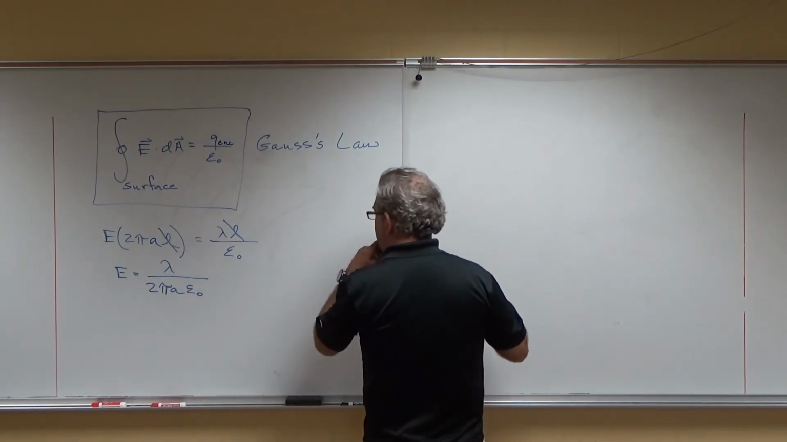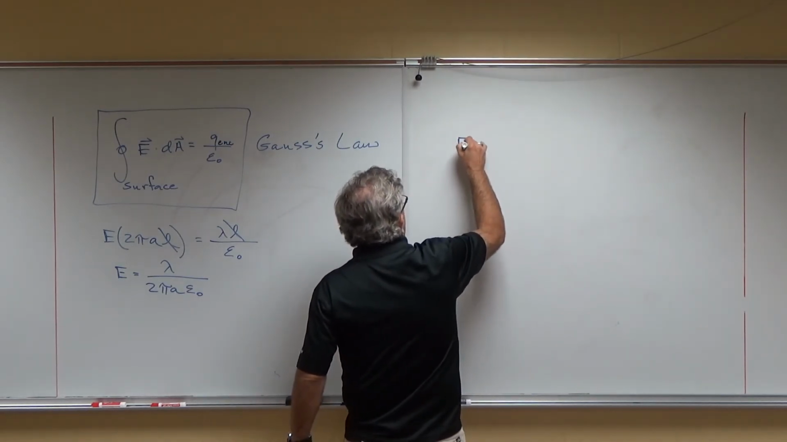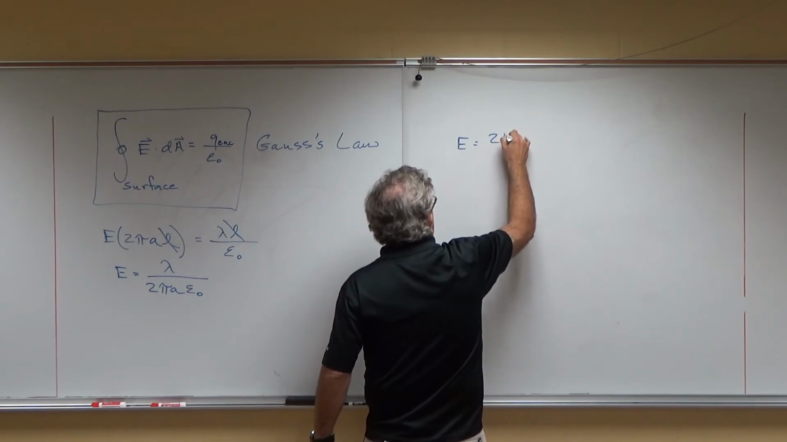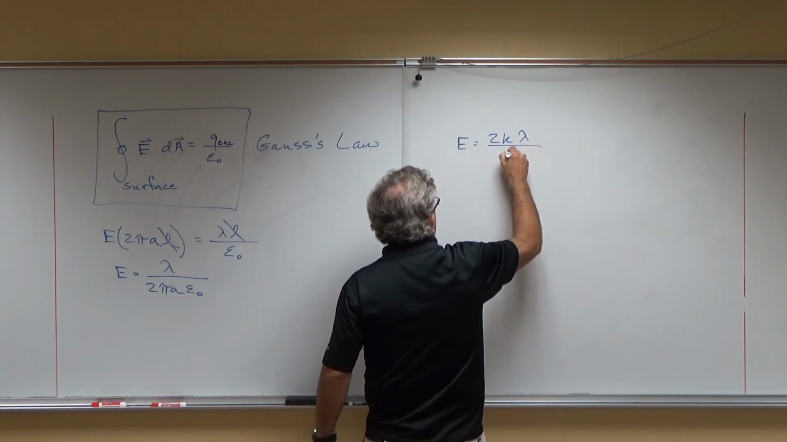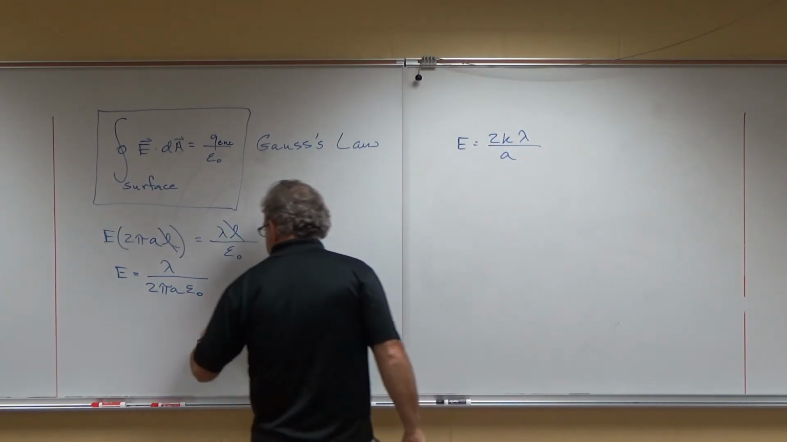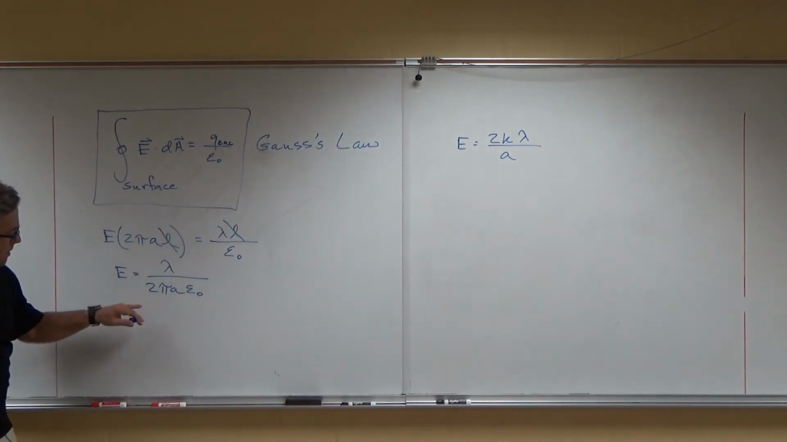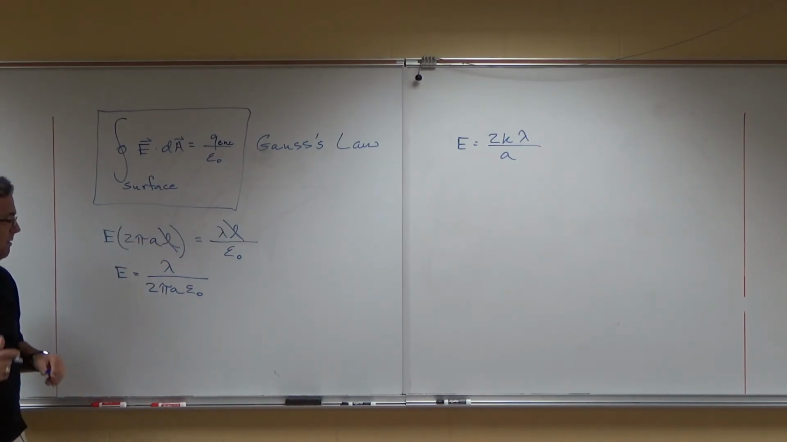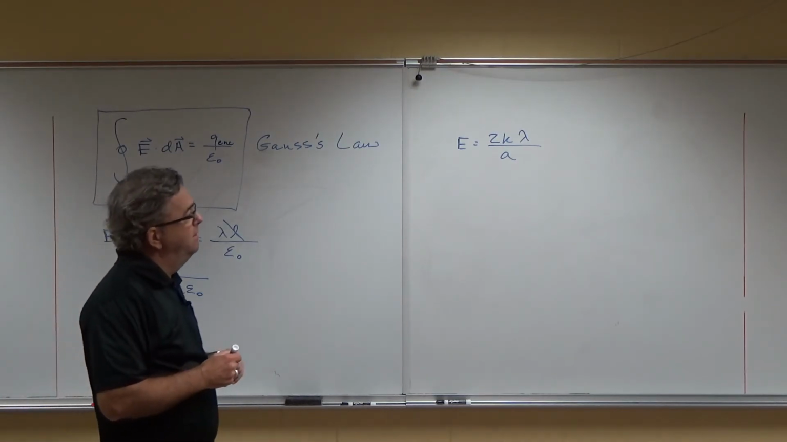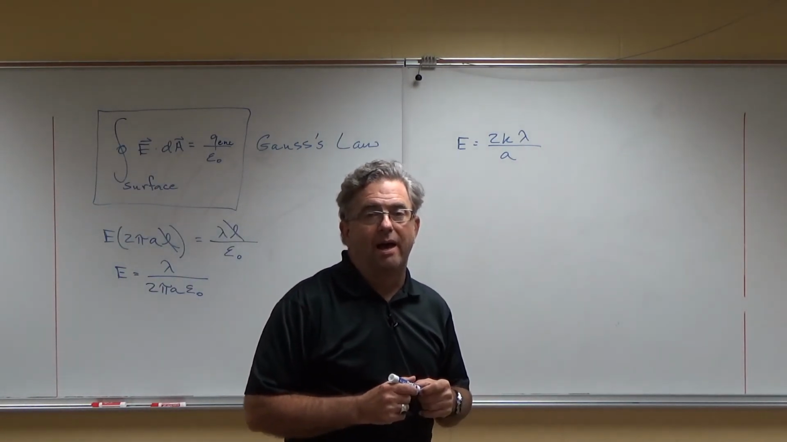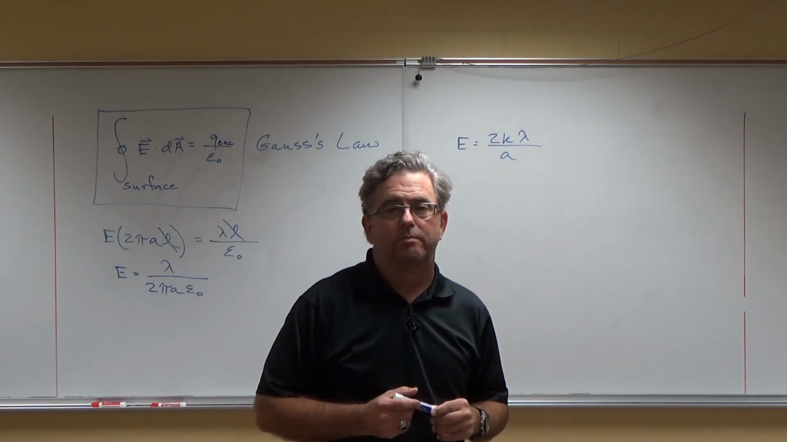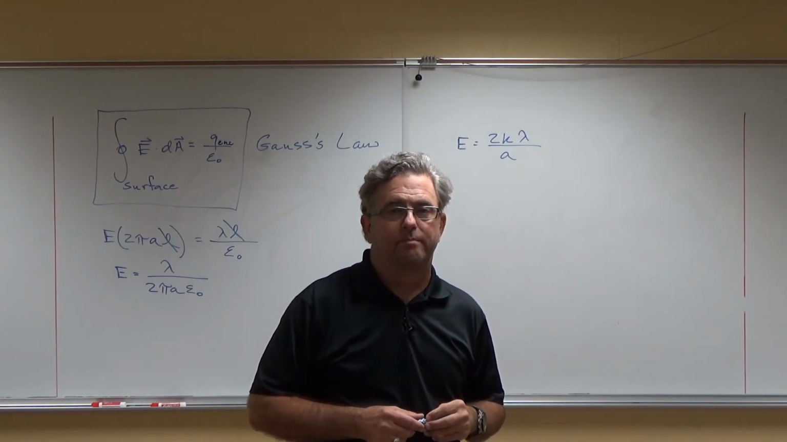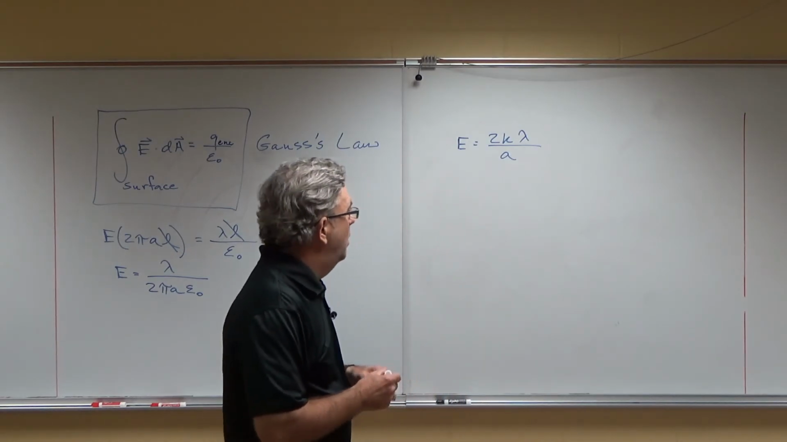So this is equal to 2E, which is equal to 2K lambda over A, because K is equal to 1 over 4 pi epsilon naught. So you get a 2K lambda over A. And that was the same result that we got previously. Okay? All right.